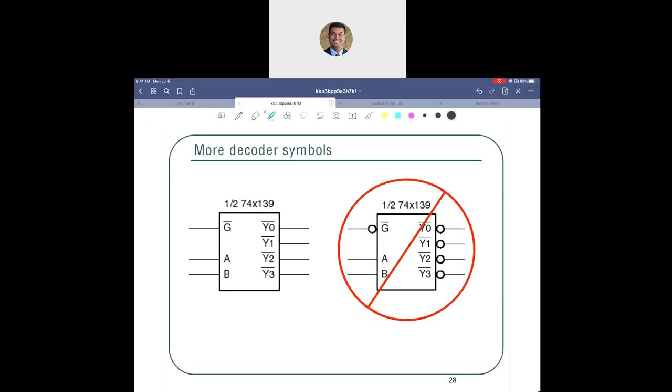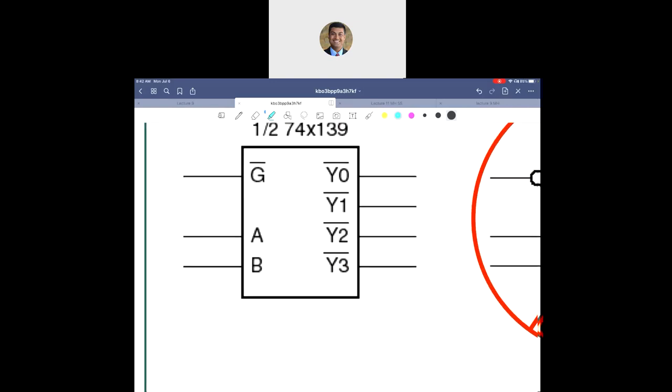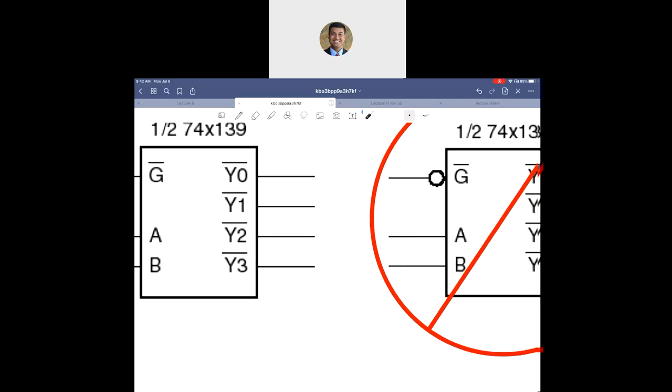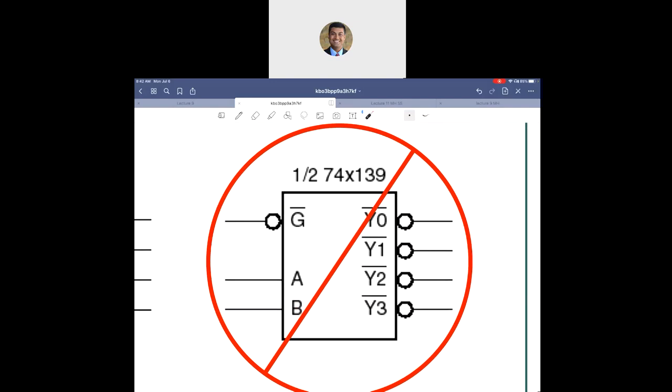Now, in terms of symbols, there are some things that are allowed and some things that are not allowed. So, for example, the one that you see on the left is okay. Why is it okay for the half 74139 chip? They are okay because still, if I look at this, the bar for the outputs and the bar for the enable indicates that those enable and outputs are active low, which is what it is in reality for 74X139. But if you look at the diagram on the right here, which is not allowed for this chip, this is an incorrect diagram. What have we done over here? We did a complement here, and then we did a double complement here, which means that now the outputs are being considered as active high, which they aren't for this particular chip. The outputs are active low. So that's why it is incorrect.